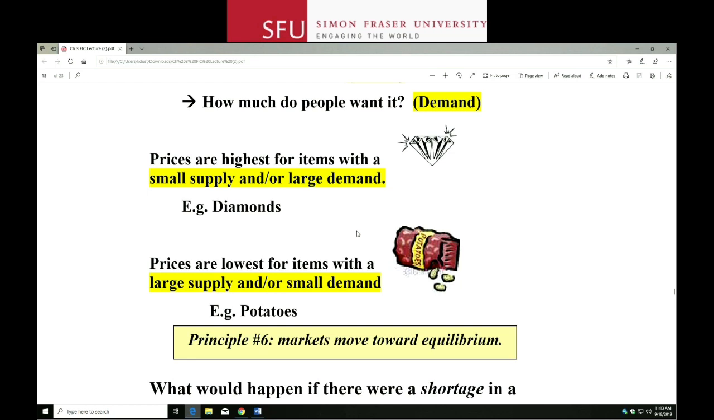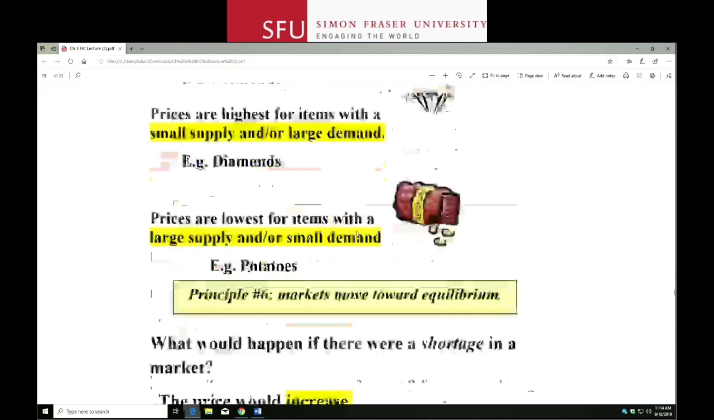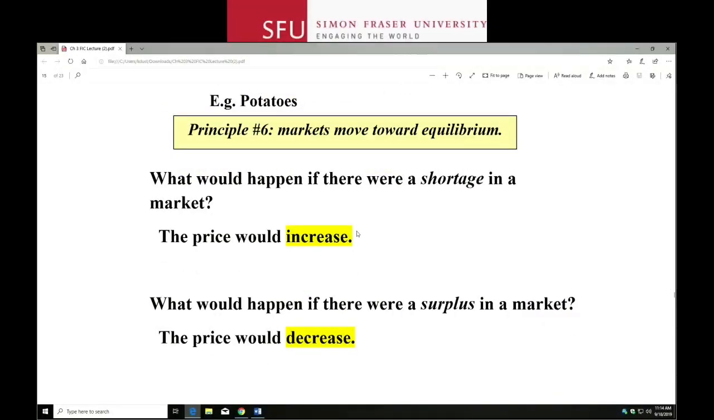Okay, so if a market is in a situation where there's a surplus or a shortage, it's not an equilibrium because the seller will want to change the price to try to fix the situation. Okay, so in a shortage, price would increase, and if there was a surplus, the price would decrease.